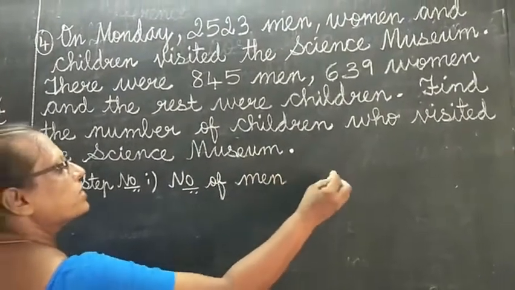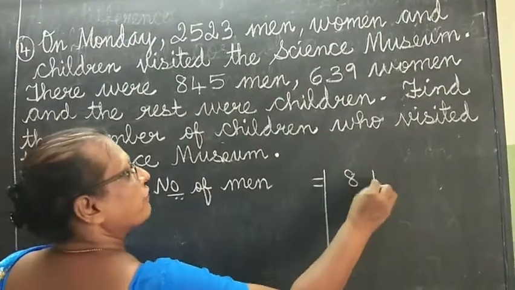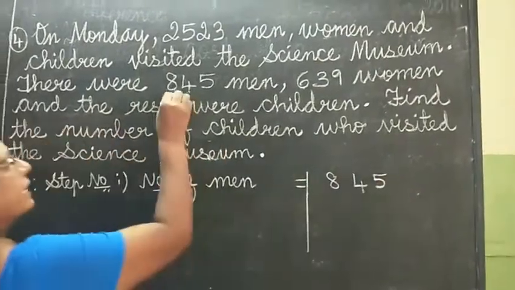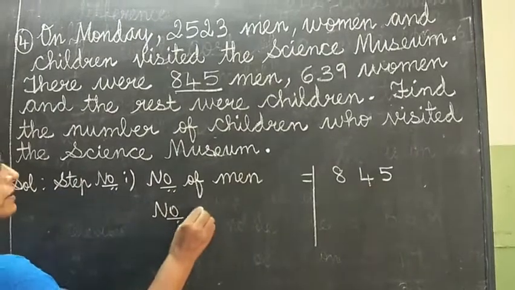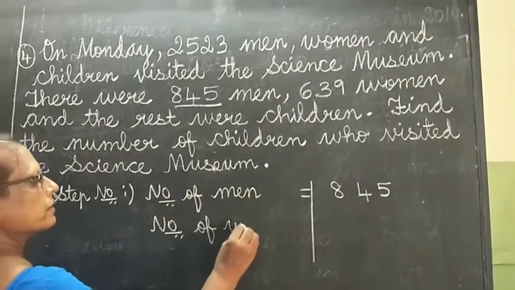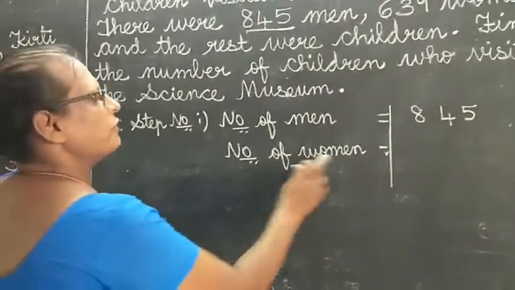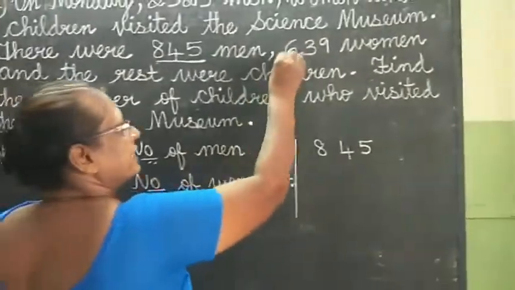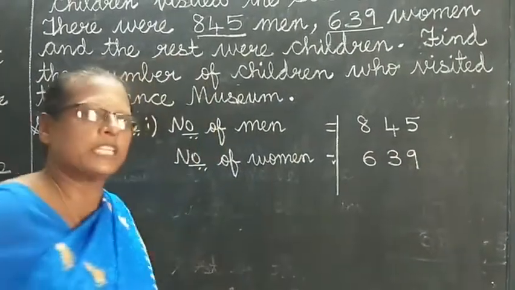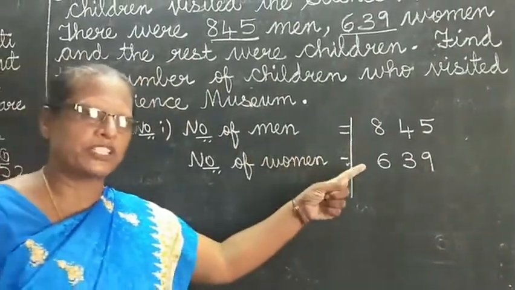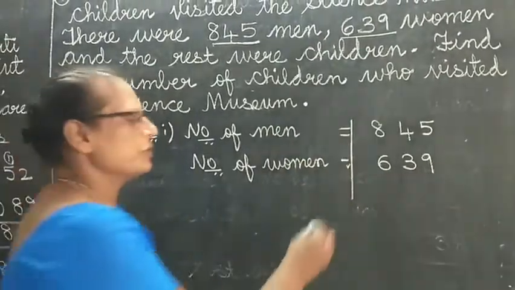Okay, so number of men. Number of men, how much, children? 845. And number of women? So number of women, children? 639. So what we have to do, children? We have to add or subtract, children. First what we are going to do? We have to add. We are going to add.